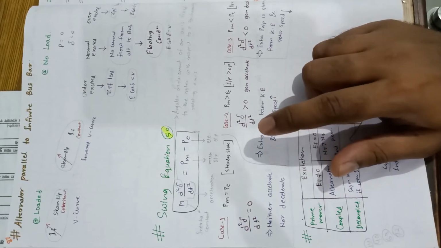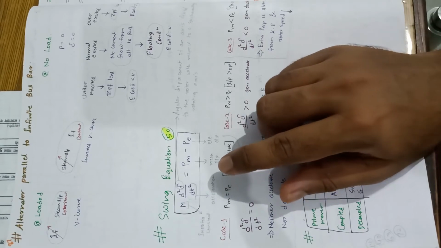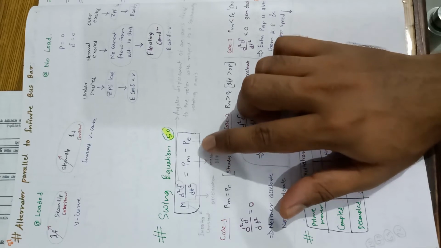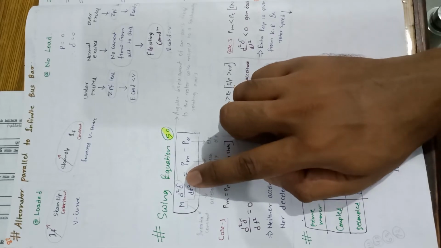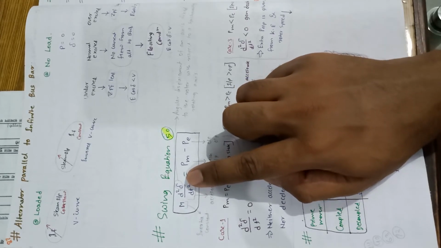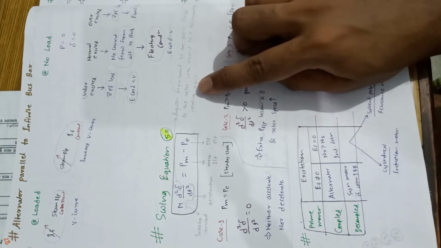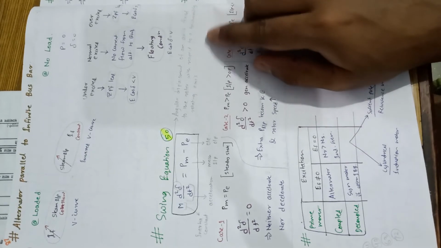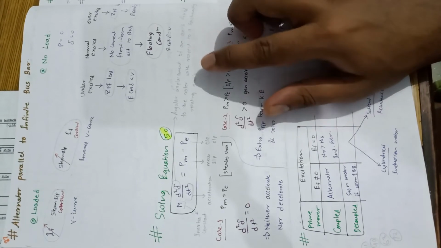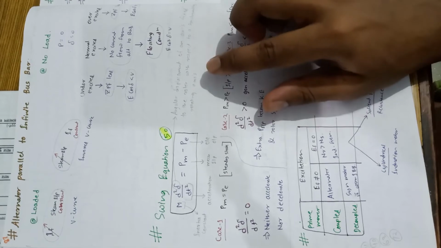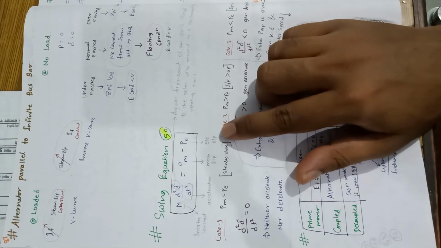Here we are briefly going to understand the swing equation. The swing equation is M d square delta upon dt square equals P_m minus P_e, where M is the inertia constant, delta is the angular displacement of an axis fixed to the rotor with respect to the synchronously rotating axis, P_m is the mechanical input and P_e is the electrical output.